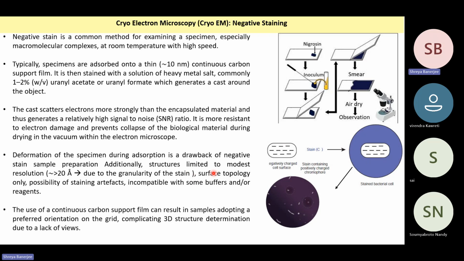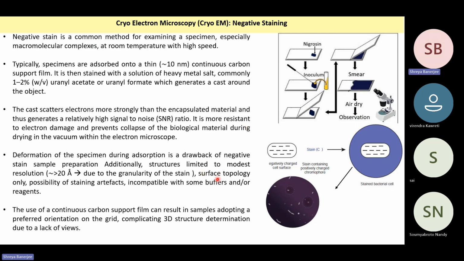Additionally, structures are limited to modest resolution; a resolution better than 20 angstrom is not possible by this method because the stain is sitting on the surface of the cell. Because the stain is also formed of different granules, you cannot get resolution better than 20 angstrom, because the stain granules will prevent greater resolution in the microscope. So that is another negative point of the stain.